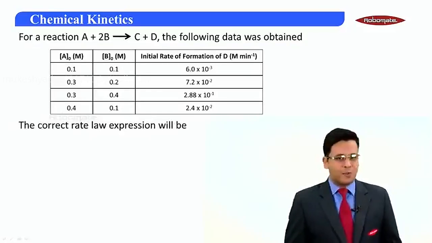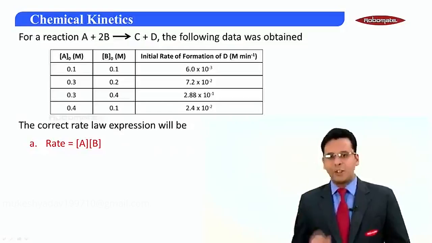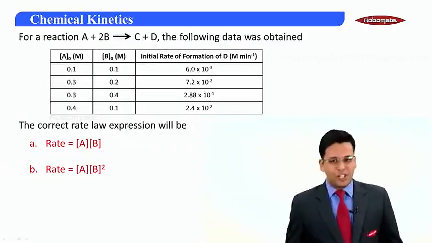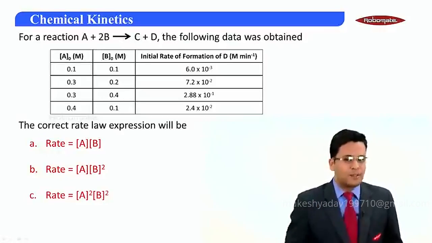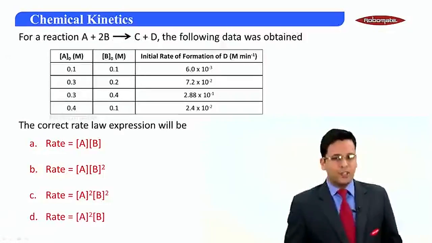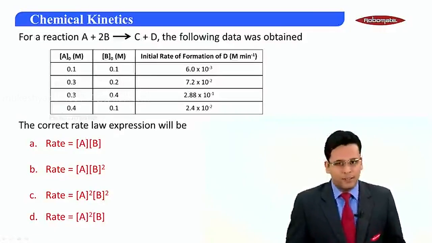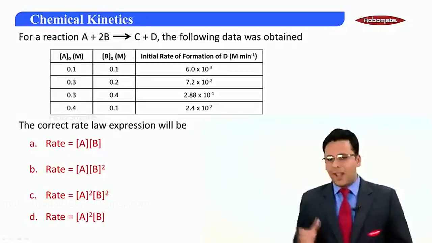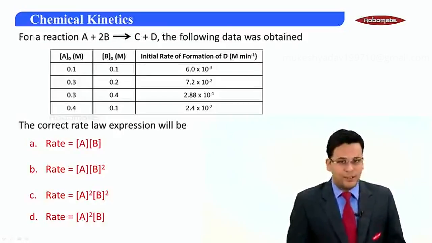The correct rate law expression will be, and the options are: A, rate is equal to A concentration into B concentration. B, rate is equal to A concentration into B concentration square. C, A concentration square into B concentration square. And option D, A concentration square into concentration of B. Now what we will do here is, we will use this kinetic data, obtain the order of the reaction, and substitute the value of order in the rate law expression. So we'll get the answer.